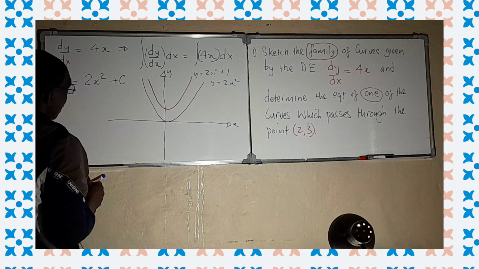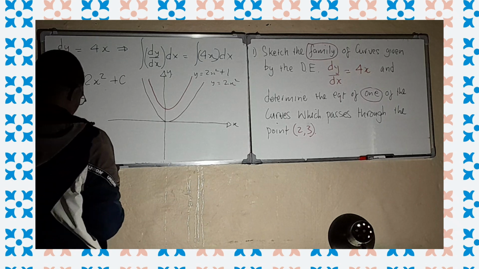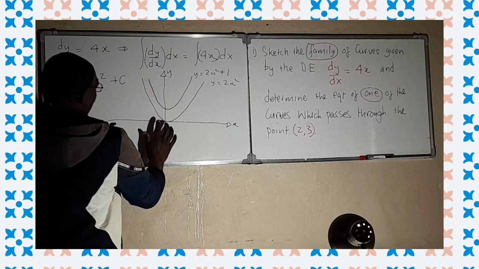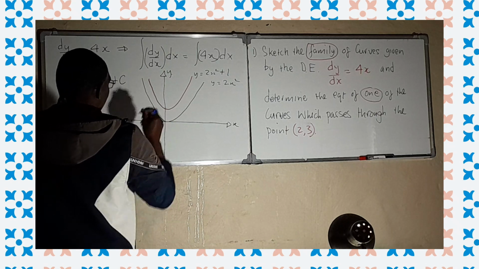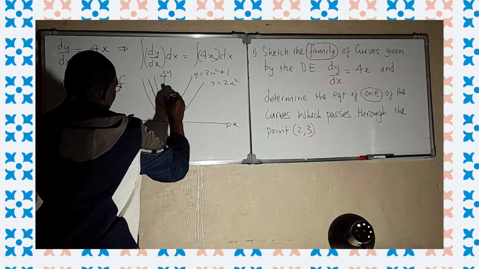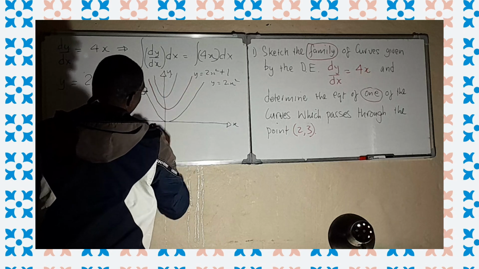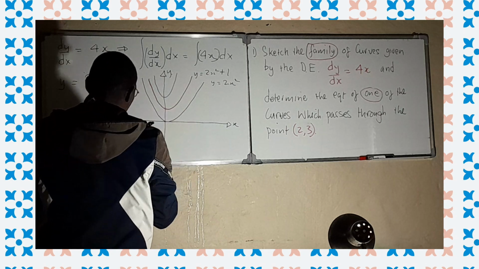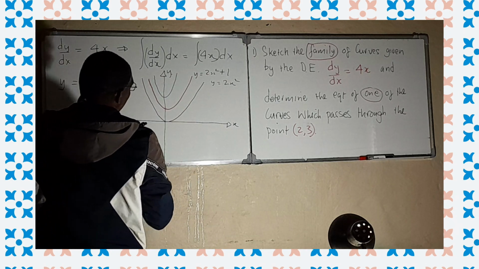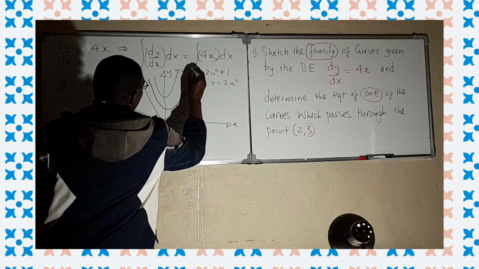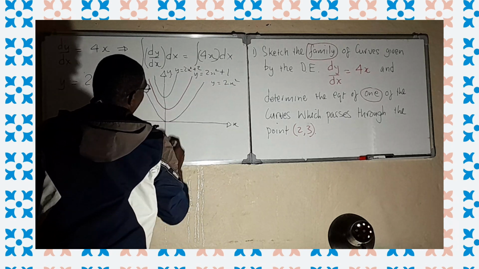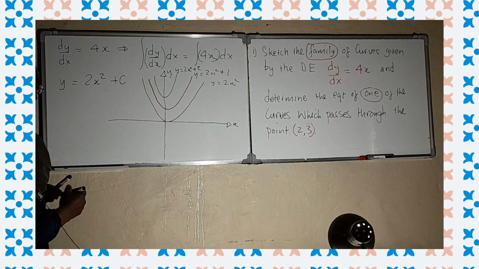When C is equal to 2, let me see if I can get a blue here. Yes. When C is equal to 2, we would then get the graph of, this would be lifted up from 0 2 units. So it will be something like this. This would be the graph of y is equal to 2x squared plus 2. I hope I'm not getting things mixed up there.